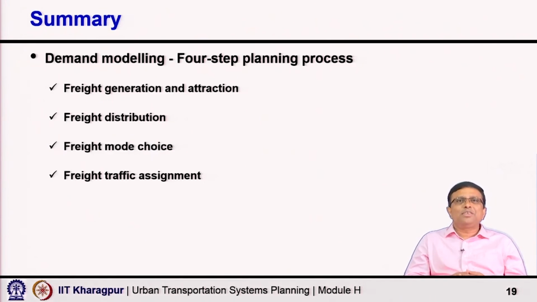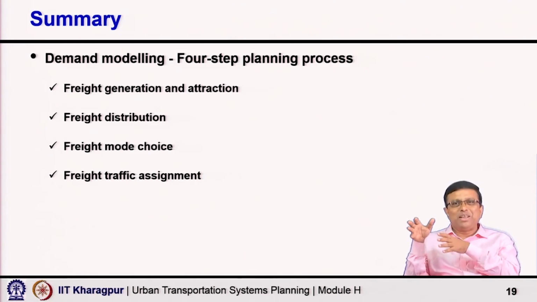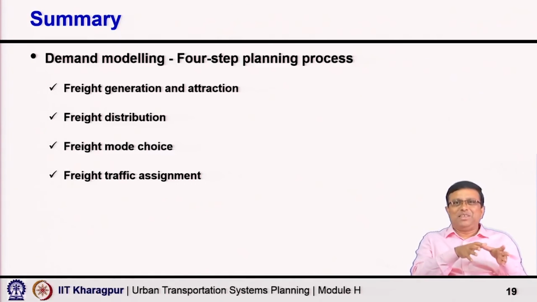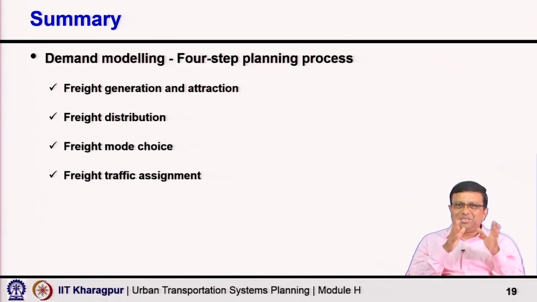So, to summarize, here we discussed how the 4-stage transportation planning or travel demand modeling can be mapped in the context of goods travel demand modeling. So, freight generation, then distribution, then mode choice, and then the traffic assignment.